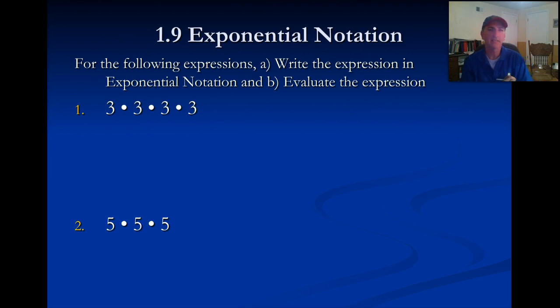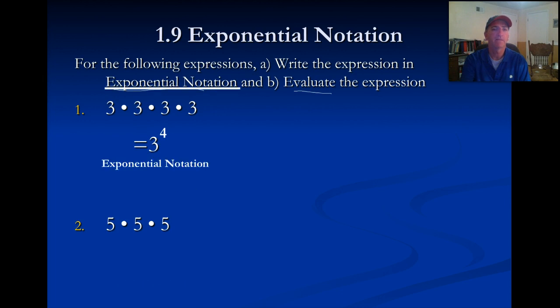Moving on to the bottom of page 19, let's talk about exponential notation. Here's exponential notation. It asks us to do 2 things. It says write the expression in exponential notation and then evaluate the expression. This is 3 times 3 times 3 times 3. So you have 3 multiplied 4 times. 3 to the power of 4, that is your exponential notation. When it's written as a power, it's exponential.